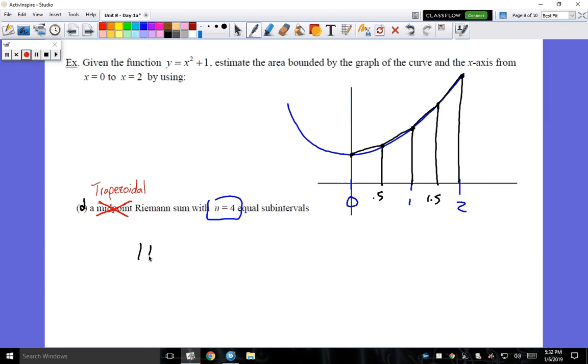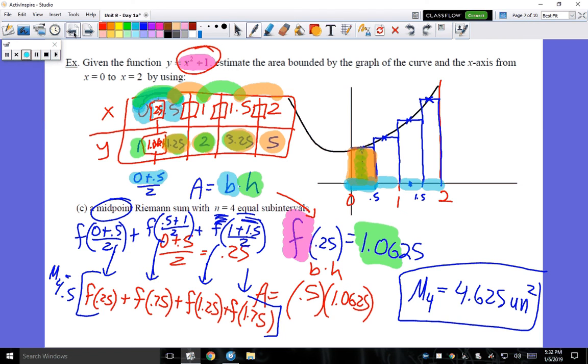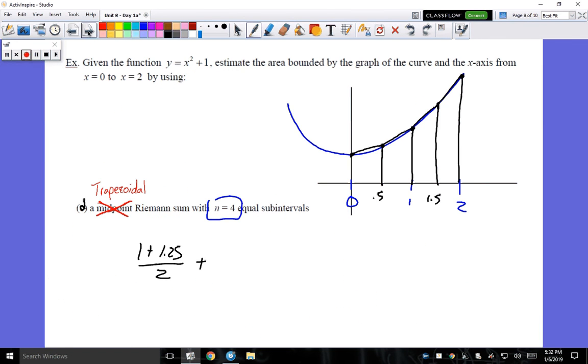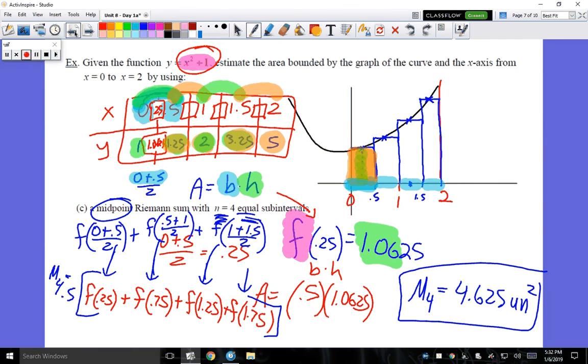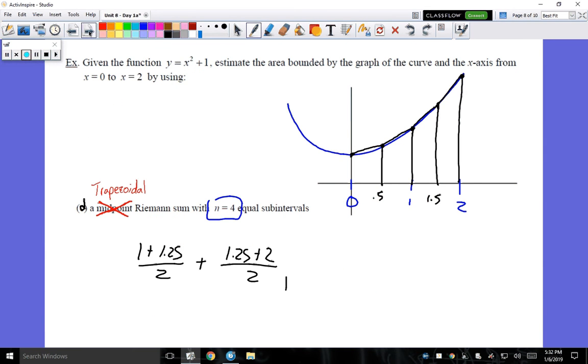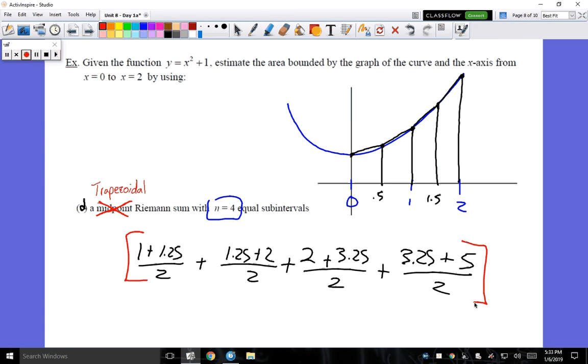We'll have 1 plus 1.25 over 2. That's the average of the y's. This one's easier than the midpoint. It's less tedious. Just don't get them confused with each other. Plus 2 over 2, because these are the average of the y's. And then 2, 3.25. And then 3.25 and 5. So the average of those, the average of these, all of these are going to be added up, and they all have the same width of 0.5. This is trapezoidal sub 4.